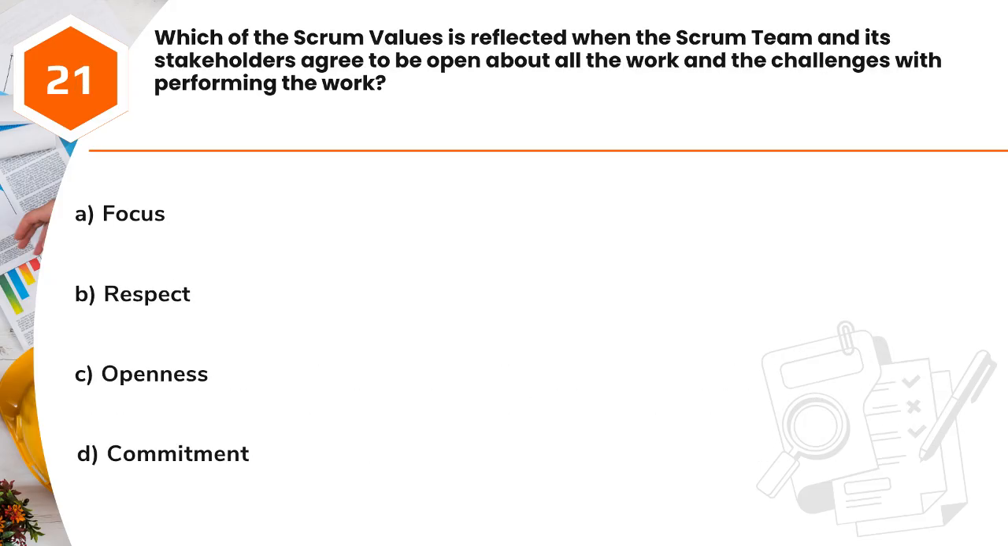Question 21. Which of the Scrum values is reflected when the Scrum team and its stakeholders agree to be open about all the work and the challenges with performing the work? A. Focus. B. Respect. C. Openness. D. Commitment.